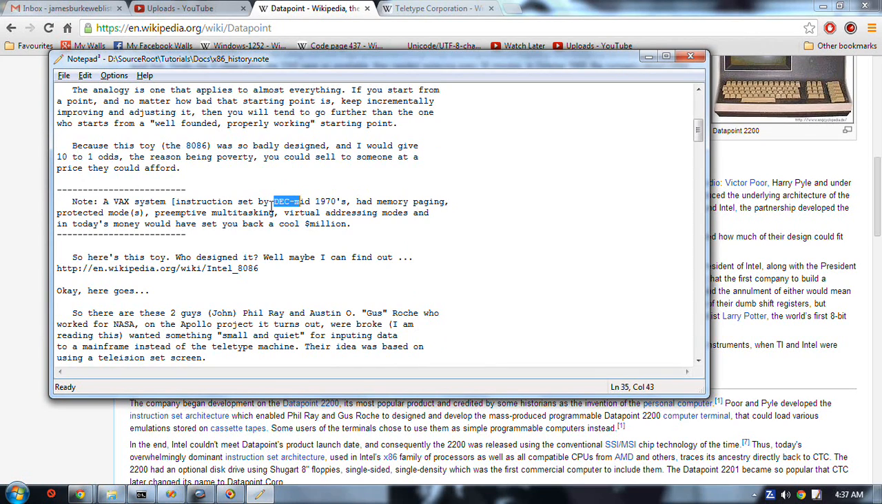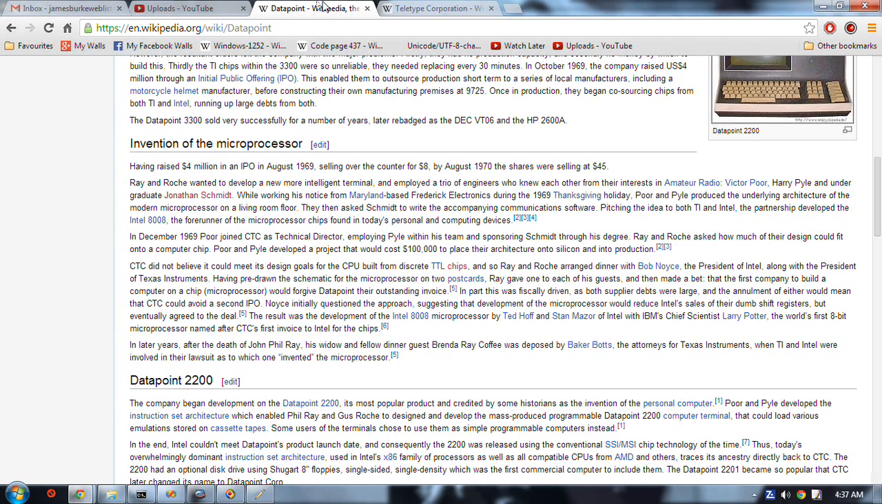So, an instruction set by DEC in the 70s. It had memory paging, protected mode, multitasking, virtual addressing, and everything in the 386. But it would have cost up to $1 million for the system. And the system was based on what people thought computers were. They thought a computer was a big machine that sits in a room somewhere, and then there were a bunch of terminals connected to it.